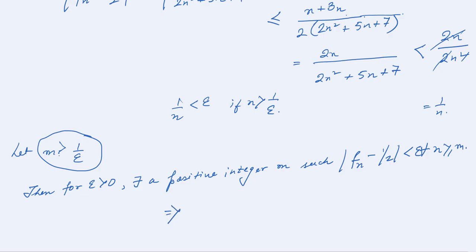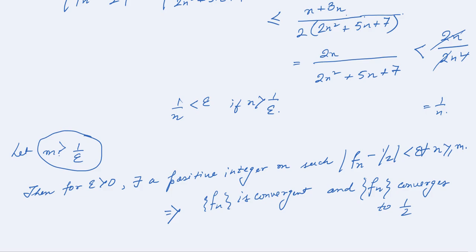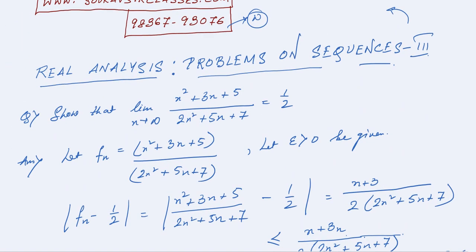This implies that f_n is convergent and f_n converges to half. So the limit of (n squared plus 3n plus 5) by (2n squared plus 5n plus 7) equals half.